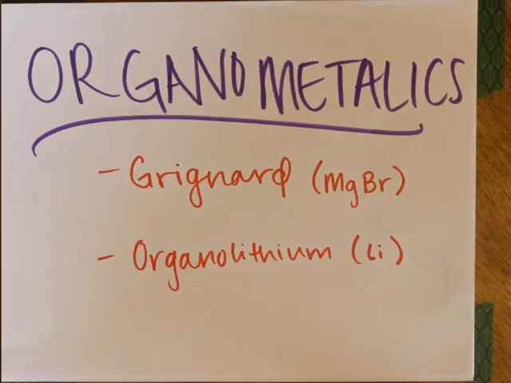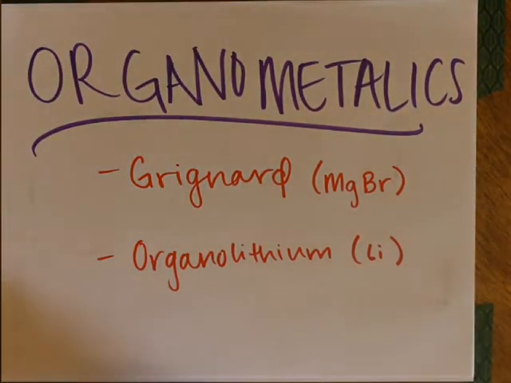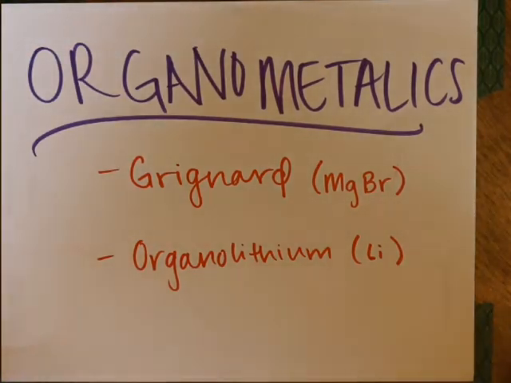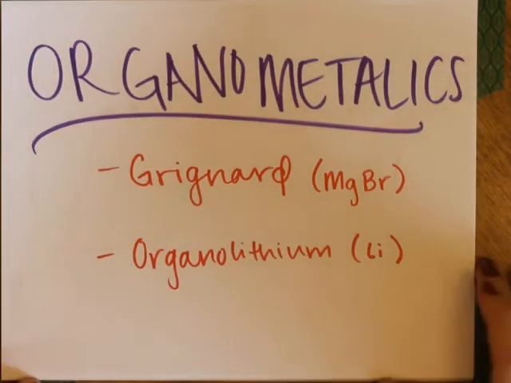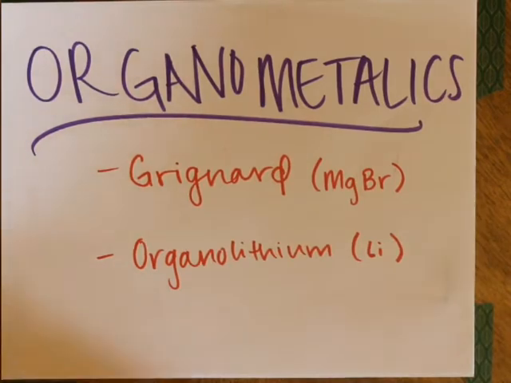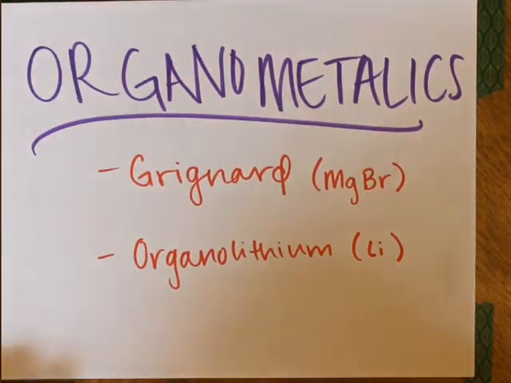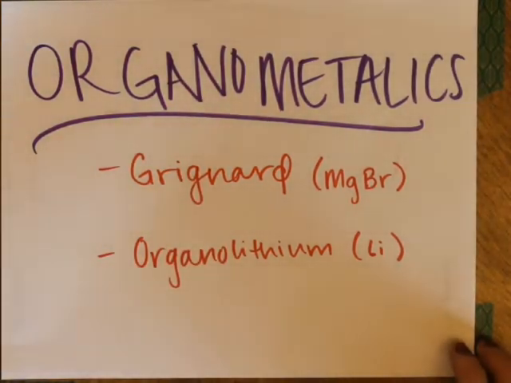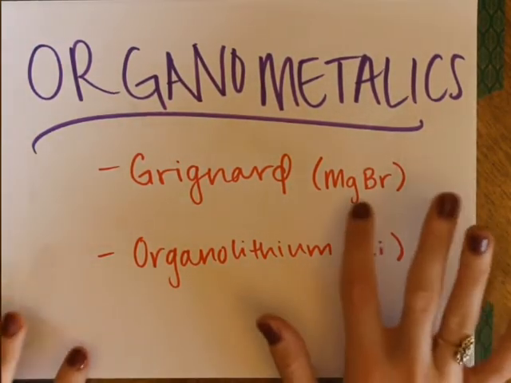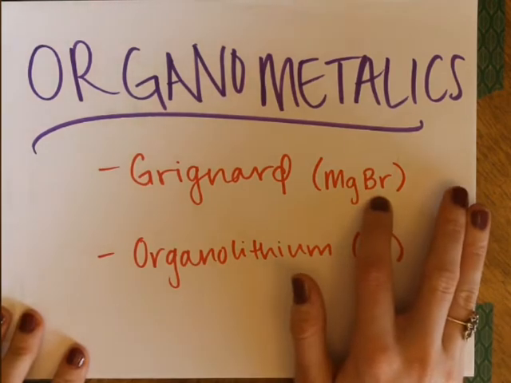Organometallics are incredibly important, and so we're going to talk about both of these things. One of them is the Grignard, which I know looks like it's spelled Grignard, but it's actually a person's name, so be sure you say Grignard, like this is an N-Y, instead of a G-N. So it's Grignard, which has to do with magnesium and a halogen, often bromine.